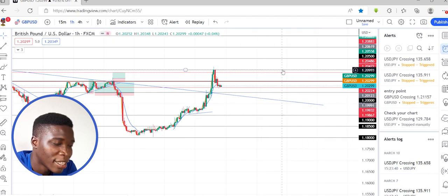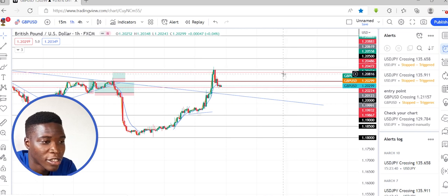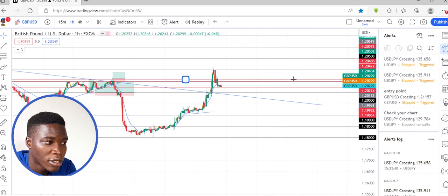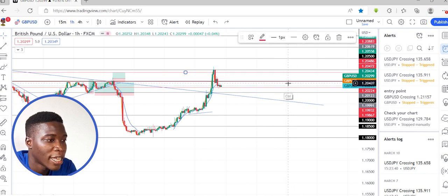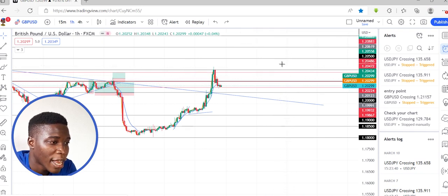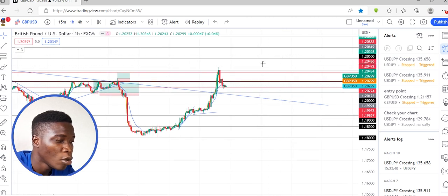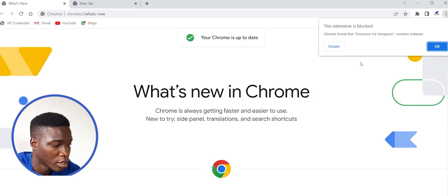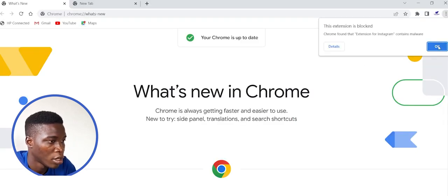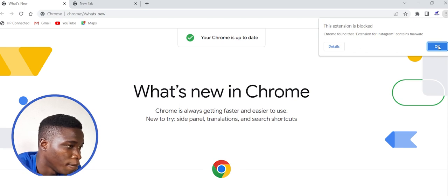For traders that don't know how to trade support and resistance, trading psychological levels is good for them. And then these red lines, those two red lines on my screen, they are the high and low of the week. Sorry, let me open Chrome because Chrome is much better.